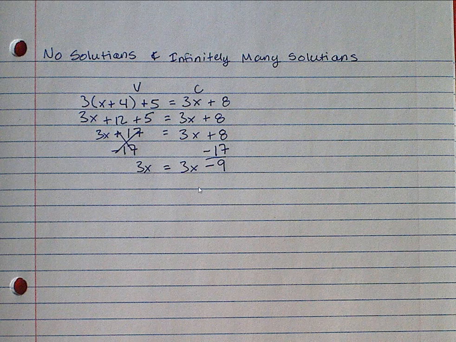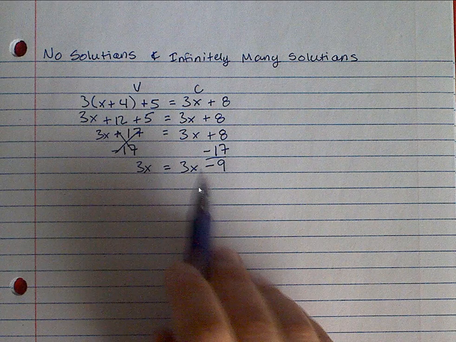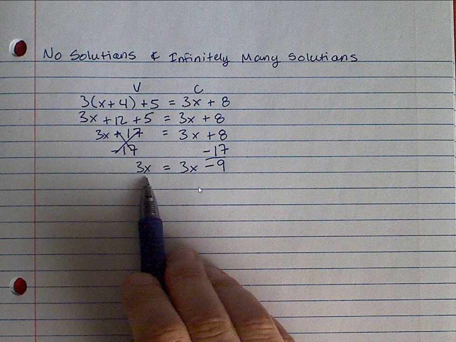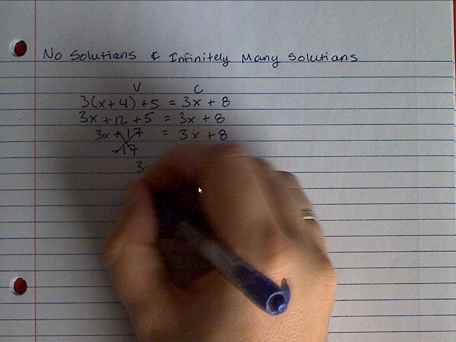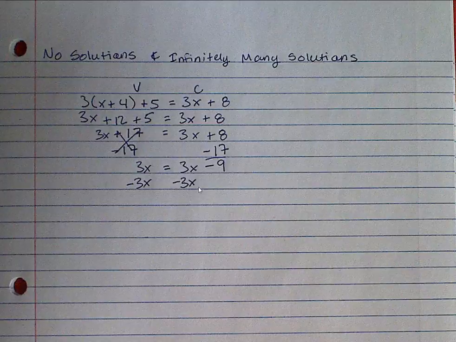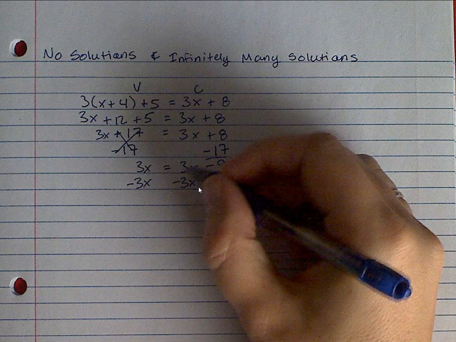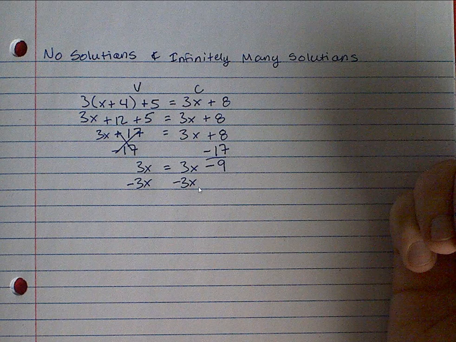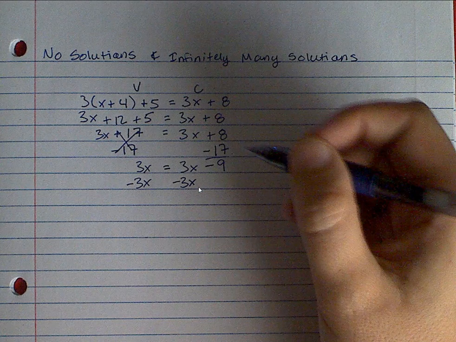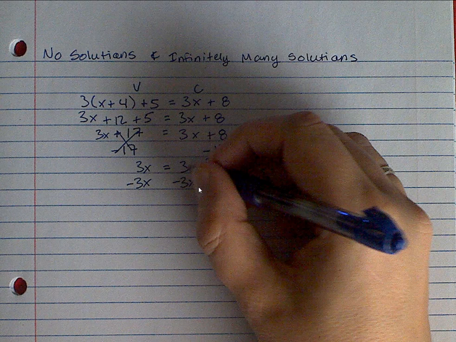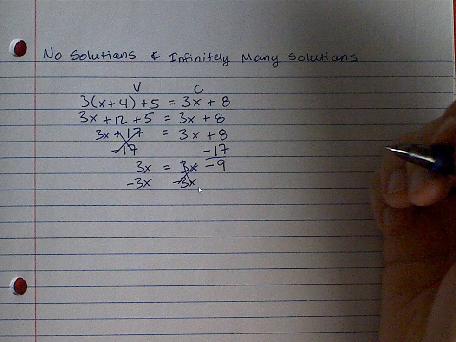Juju, how do I move this 3x to the other side? So I'm going to minus 3x, not just 3, but 3x. So minus 3x, minus 3x. So what happens to 3x minus 3x? It doesn't turn into x. It goes away completely. And then over here, what is 3x minus 3x?